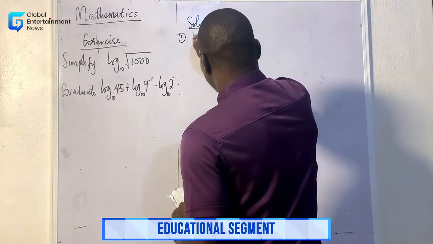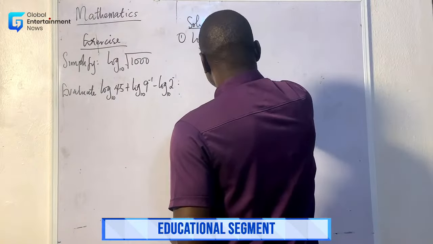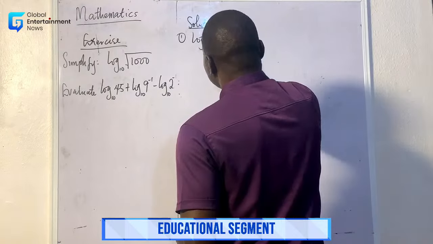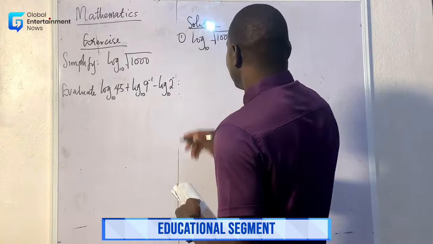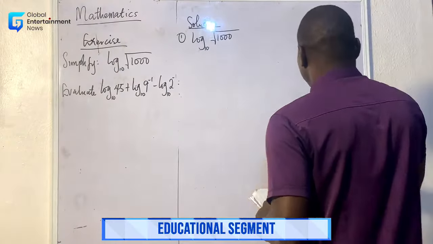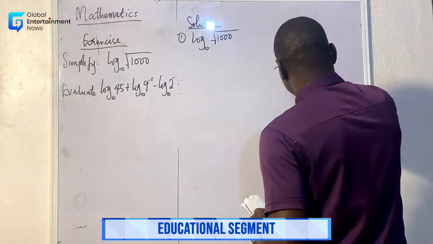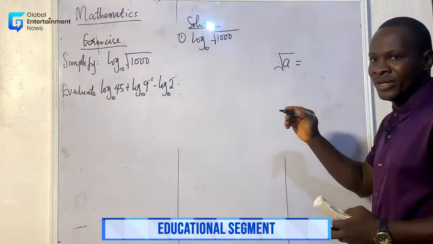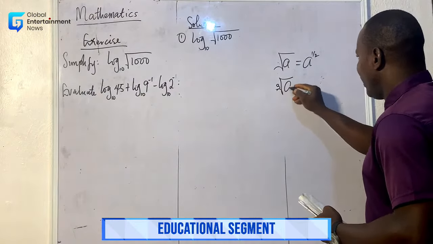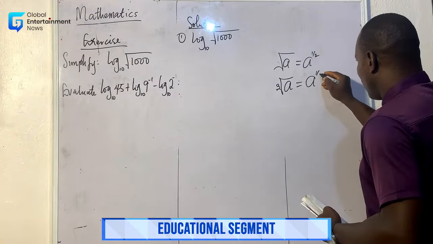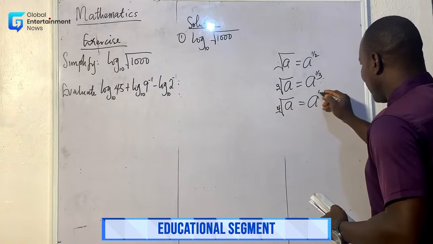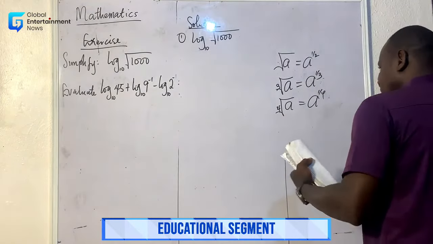Question number 1. We have log of the square root of 1000 base 10. If you remember, I told you the square root of a is what, everybody? That is a raised to power 1 over 2. The cube root of a means a raised to power 1 over 3. The fourth root of a means a raised to power 1 over 4, etc.